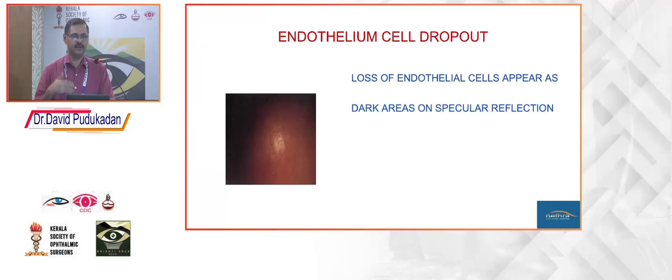Stress lines are not very important if they are in the peripheral location, but when they are in the central location, they can interfere with the quality of the tissue. Loss of endothelial cells is called cell dropouts. These appear as dark areas on specular reflection.